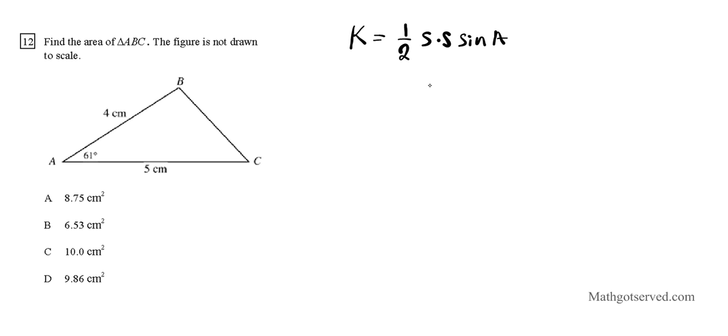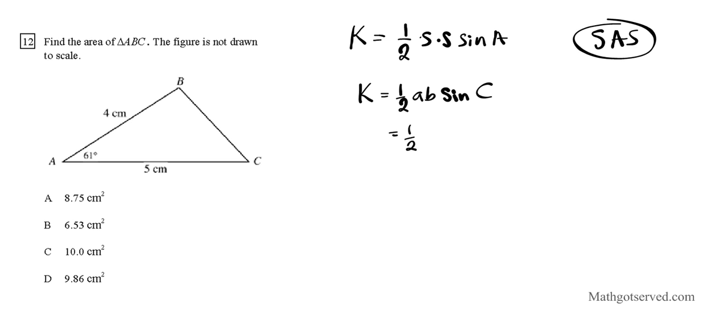Okay, so there are three variations for this. Remember, you must have two sides and an included angle in order to do it. If you have your triangle labeled correctly, the variations are K equals 1 half AB sine C, or 1 half BC sine A, or 1 half AC sine B. So it depends on what you're given. But if you label your sides SAS, you can just plug it directly into this generic formula right here.